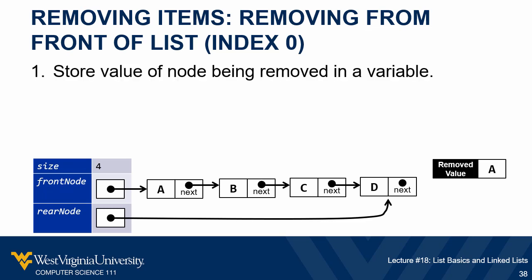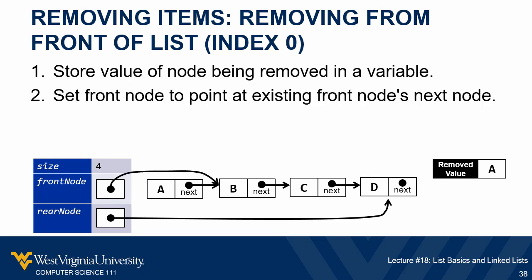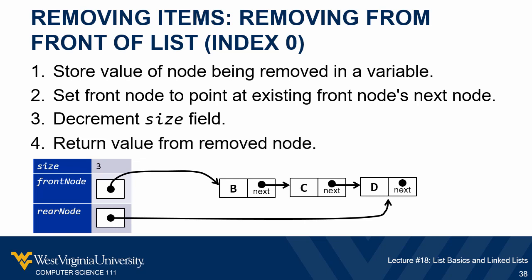I'm going to create my temporary variable to keep track of the value that we're removing. Once I have that value safely stored, I'm going to basically cut that node out of my chain. So I'm going to update front node to point at the node that came after the existing front that I'm removing. So instead of front node pointing at A, front node is now going to point at the second node, B. Once I've done that, I'm going to decrement my size field. And we'll go ahead and return the value from our removed node.